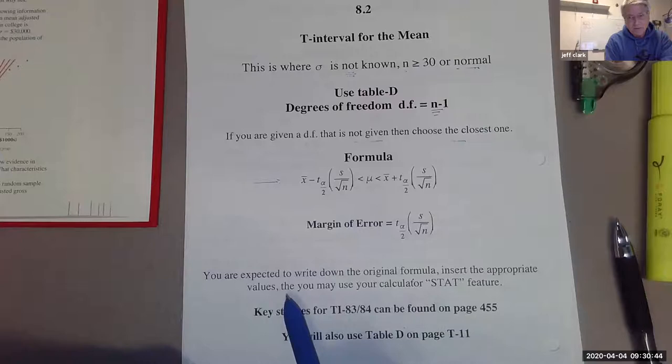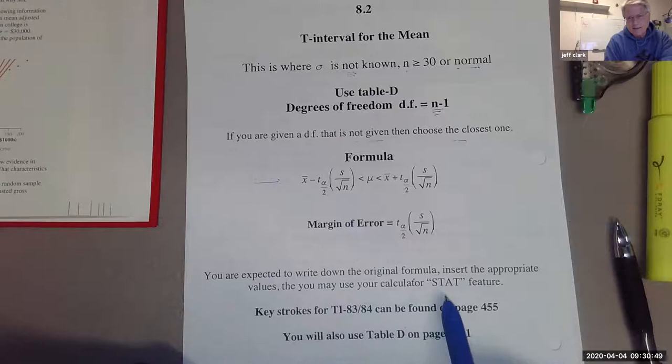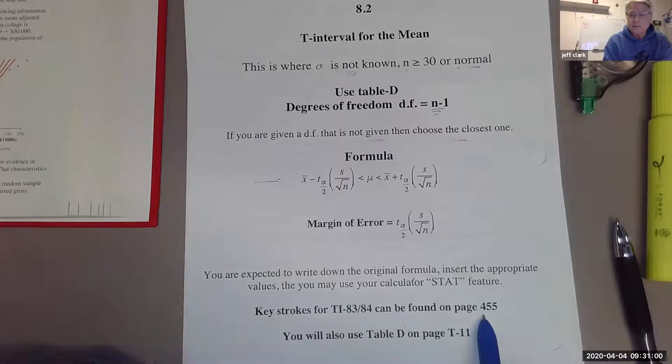if I asked you for them for multiple choice. And of course, we're going to use our stat feature in the calculator to actually grind out the answers that we did in the Z interval that we did before. Keystrokes are found in 445 on this one. And we're going to use table D as well. And T11, I think, is in your textbook. But table D, I've got a copy of it out.